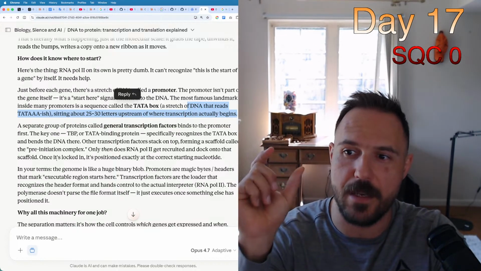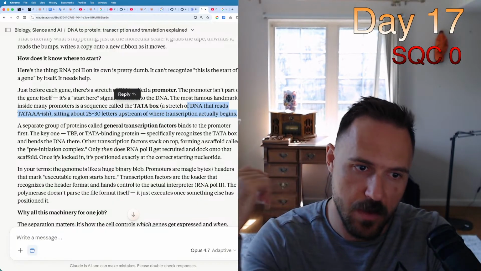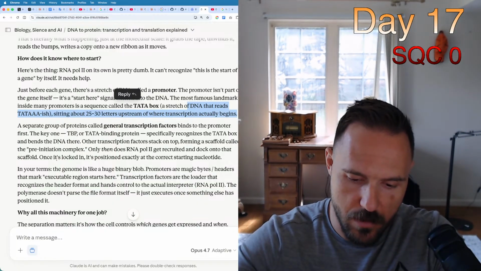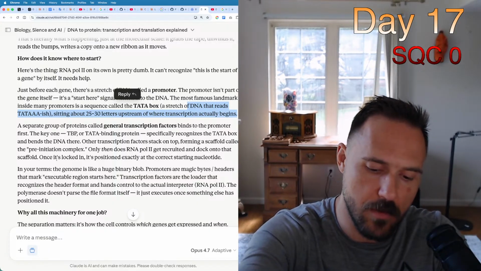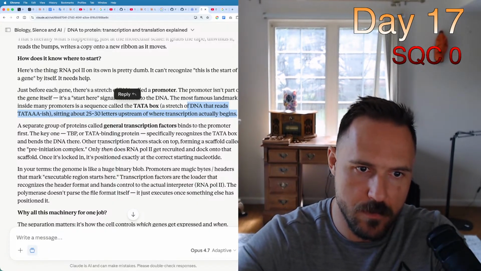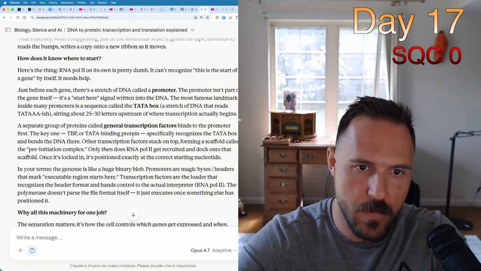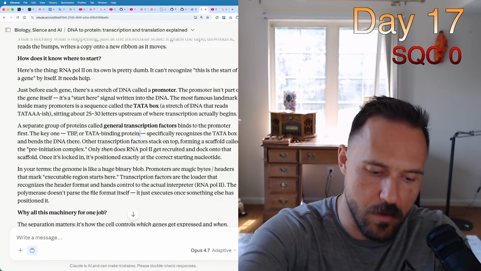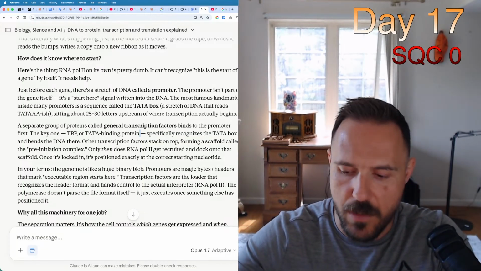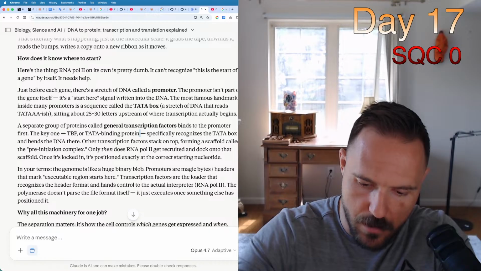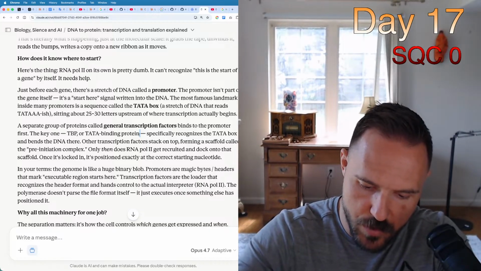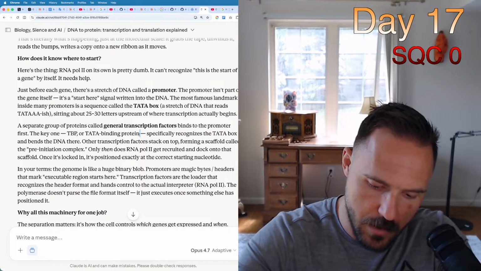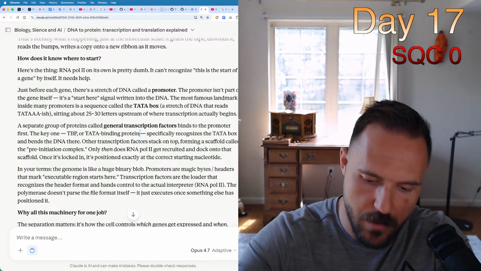Okay, so they built some kind of platform where the RNA polymerase will go. So the promoter itself, the TATA binding protein. Okay. The platform is called TATA binding protein, or TBP. And that's it.